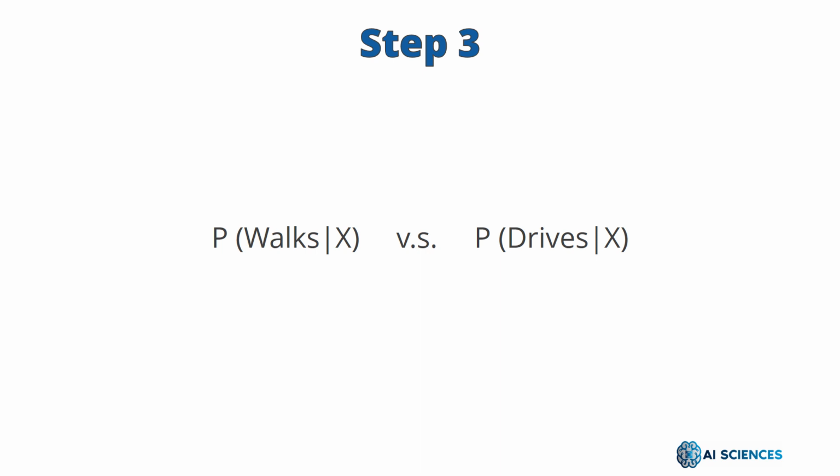In step 3, now we are going to compare the probability of a person walks to office given the features versus the probability of a person drives to office given the features. So that is 75% versus 25%. As we can see, 75% is greater than 25%. So we can say for that new data point, the probability of that employee walks to office is greater than the probability of that employee drives to office.